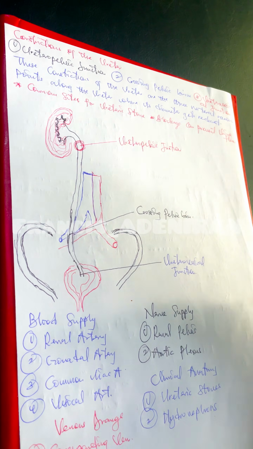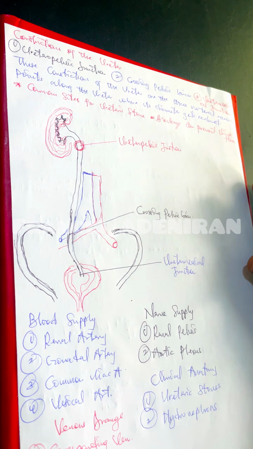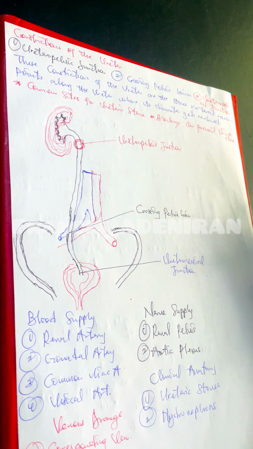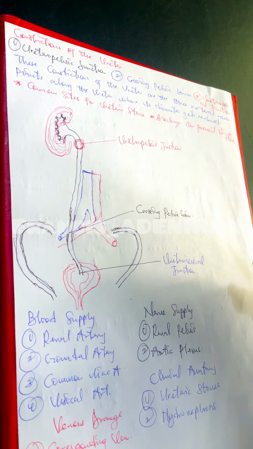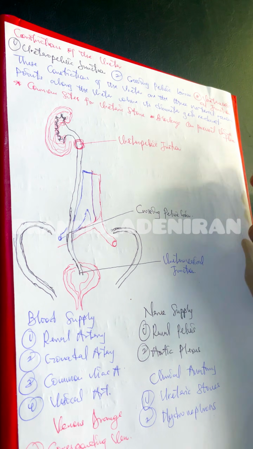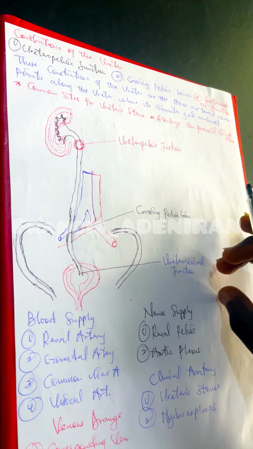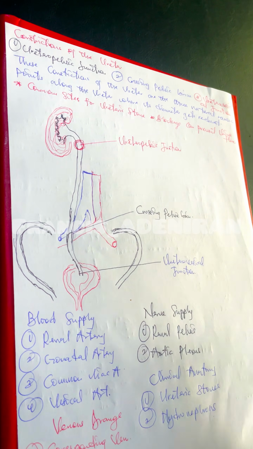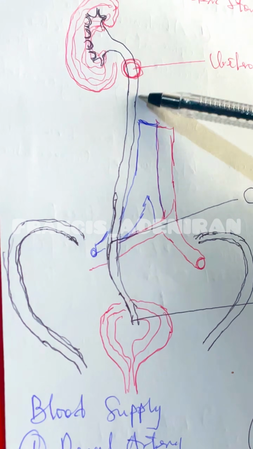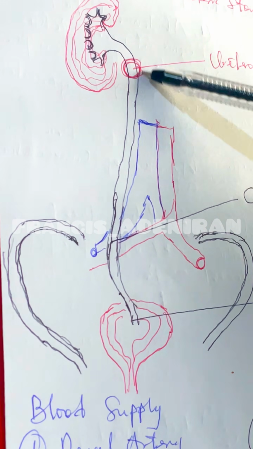The first one is the ureteropelvic junction. The second one is at the junction where it crosses the pelvic brim. And the third one is the ureterovesical junction. These constrictions, these junctions, are common sites for ureteric stones, and blockage of these sites can prevent urine flow. So let's use this diagram in explaining the constrictions of the ureter.